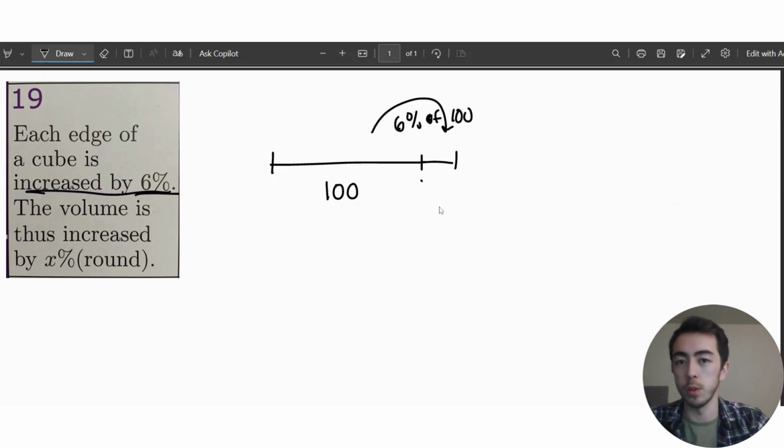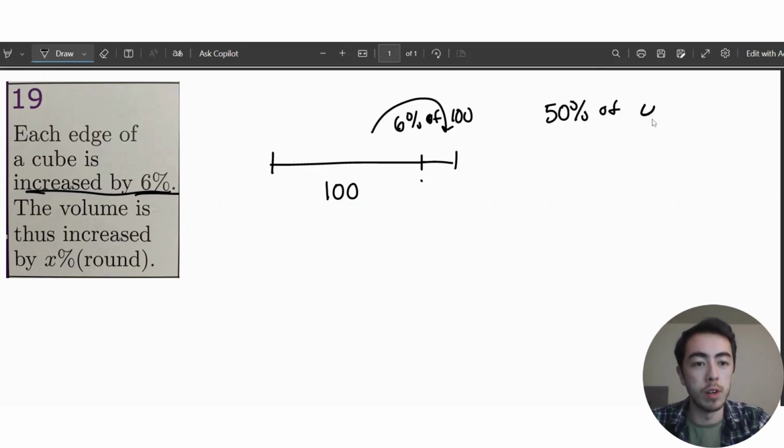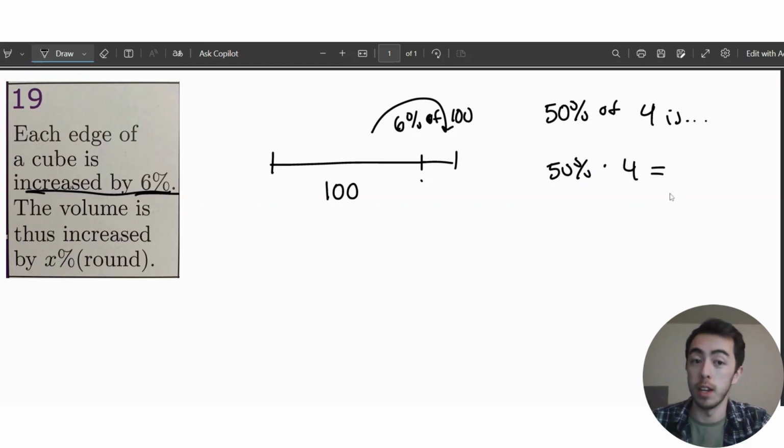A quick way to figure out what a percentage of something else is, is to multiply. For example, if I told you 50% of 4 is, you could do 50% times 4 and figure out what that is. It's a little bit hard, in my opinion, to do math with percentages, but what you could do is change it to a fraction. 50% is just 50 out of 100. If you simplify, it's just half, and half of 4 is 2.